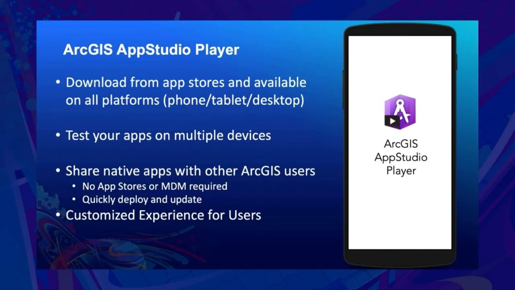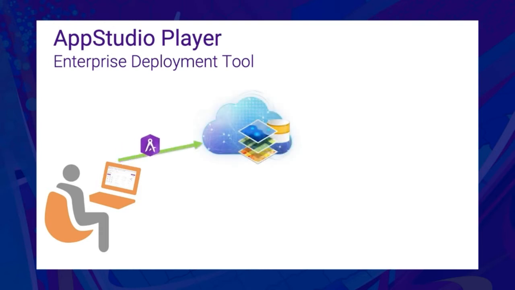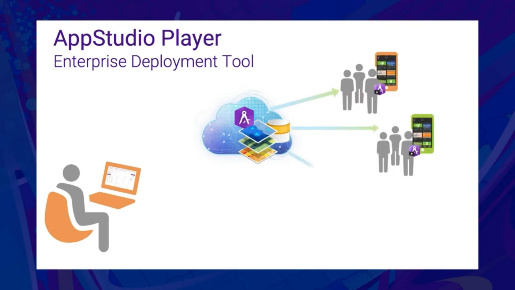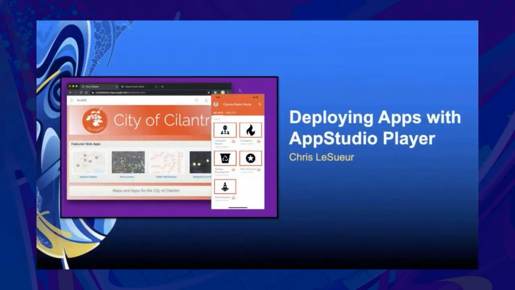You can also offer a customized experience. So how does this work? Well, you write your app on the desktop, share it to your organization, and then the end users would simply download AppStudio Player, log in, and then download and run the app. So it really gives you a lot of power and control over who has the apps and when they get deployed. So now I'm going to do a quick demo and show you how to deploy apps with AppStudio Player into an organization.